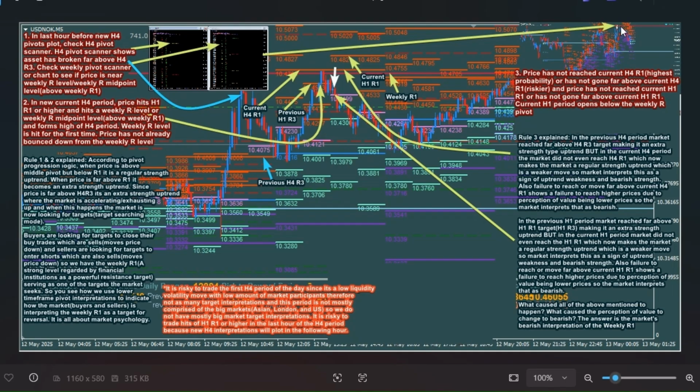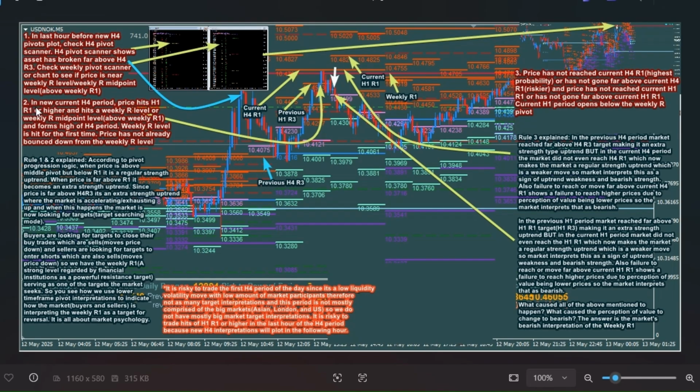So at this point right here is when the H4 scanner is showing that price is near H4 R3, and the weekly pivot scanner is showing that price is near weekly R1. And you see price near weekly R1 here, and you see price near weekly R1 here. Okay? You see this arrow points to price moving far above the H4 R3. Okay? This arrow is pointing to this level, which is the previous H4 R3.